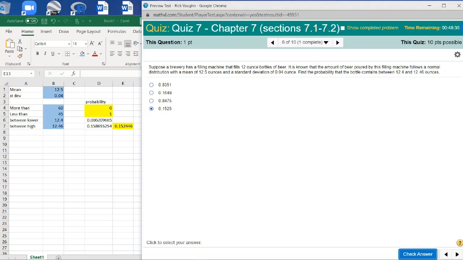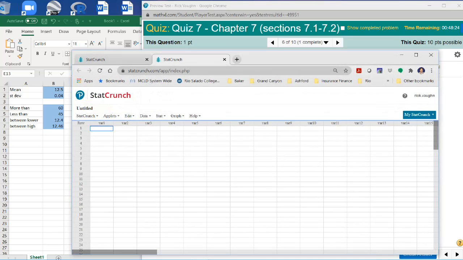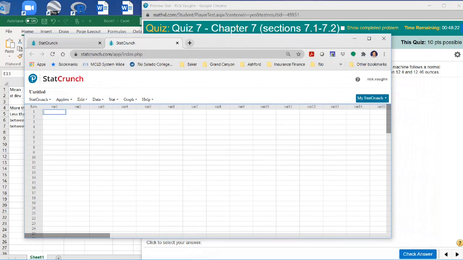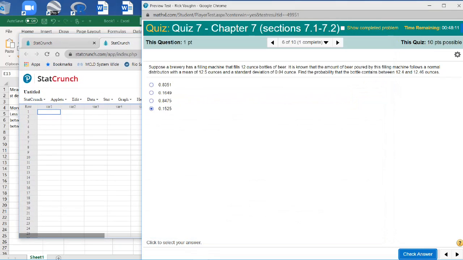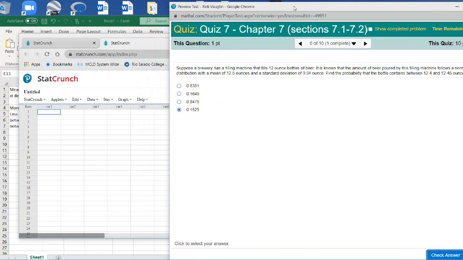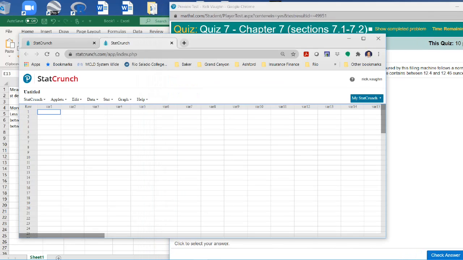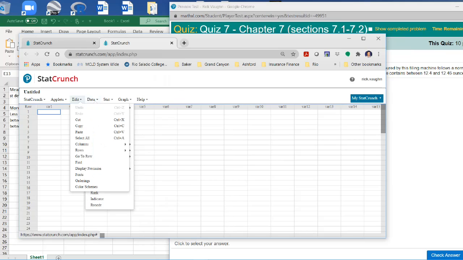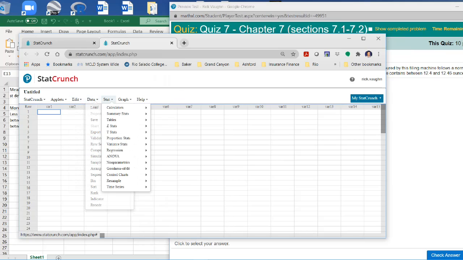Now, what I want to do is talk about Statcrunch, because when you're working on the quiz, one of the things you notice is I don't have that little link to open up Statcrunch to do something like this. So one of the things you can do is just have Statcrunch open in a different window. Maybe you were working on a homework and you bookmarked it. I've logged in using my Pearson login credentials, and I have a version of Statcrunch open.